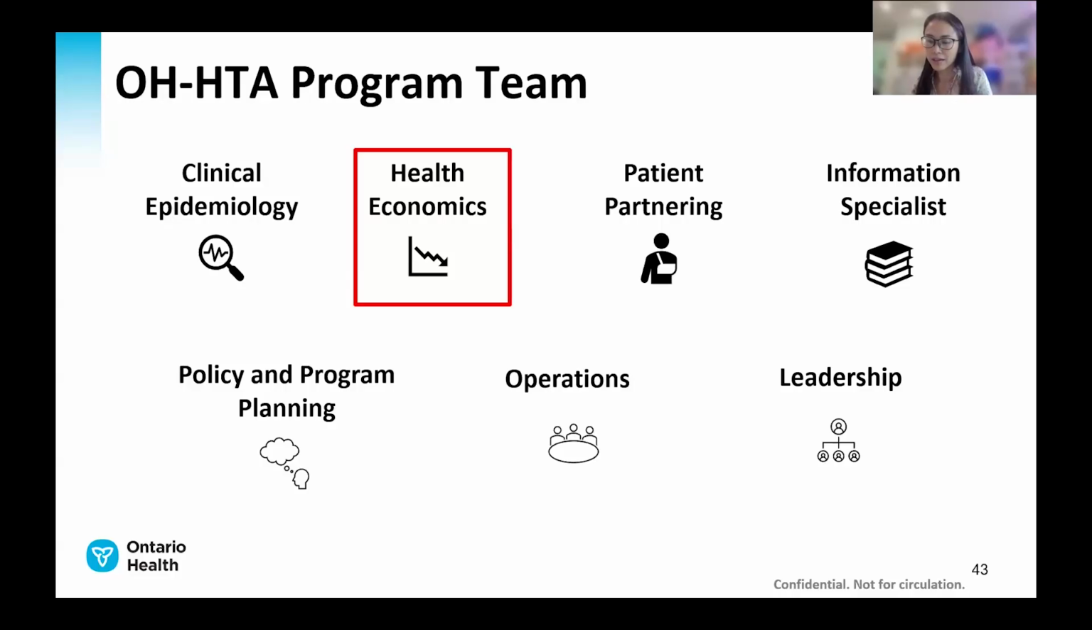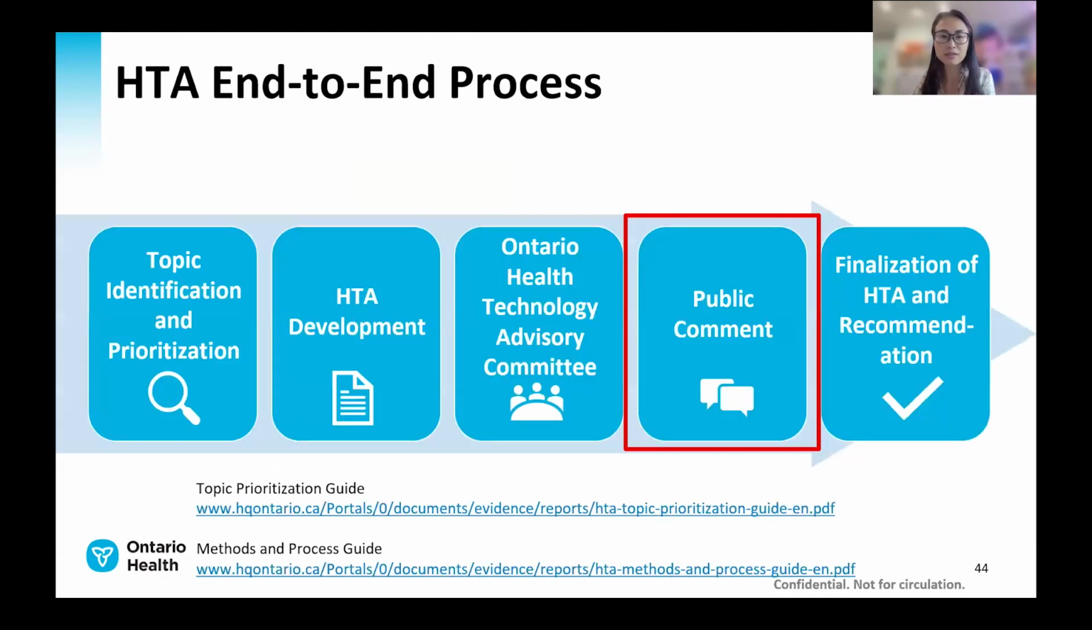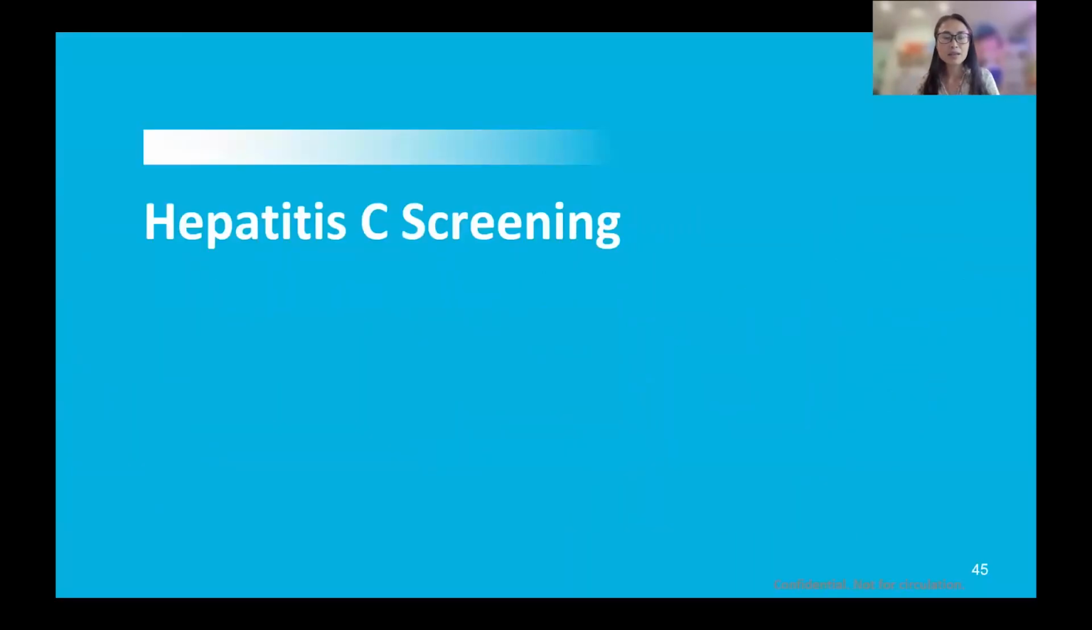So who are we? I am from the HTA program in Ontario Health. Our team supports Ontario Health in making recommendations to the Ministry of Health about which health technologies should be publicly funded. You can see that there are 5 stages in the HTA process. Currently, the hepatitis C screening HTA just went live for public comment yesterday, and we are receiving comments from the public. After that, at the end of October, OHTAC will be presented with the responses to the public comments before OHTAC makes final recommendations. Now I'm going into detail on the example of the hepatitis C screening HTA.